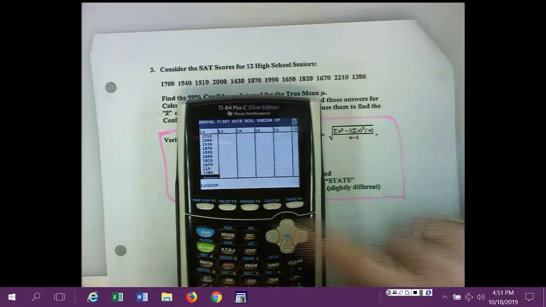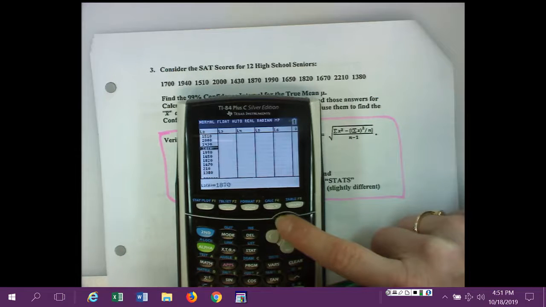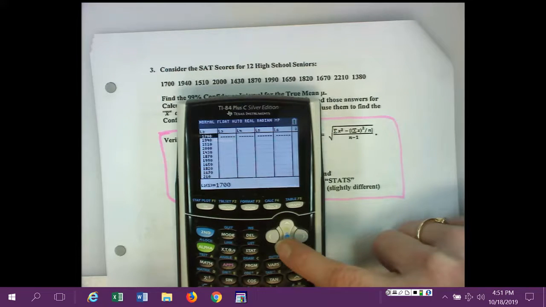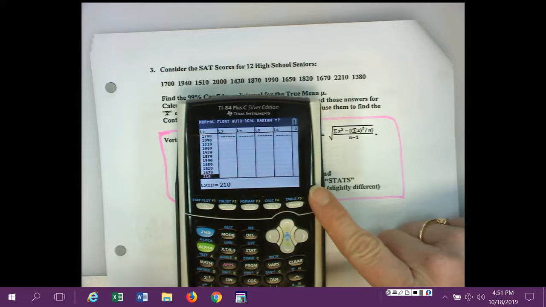I highly suggest that you go back over the numbers. I feel like maybe I made a mistake, so I'm going to go back over my numbers. 1700, 1940, 1510, 2000, 1430, 1870, 1990, 1650, 1820, 1670, 2210.